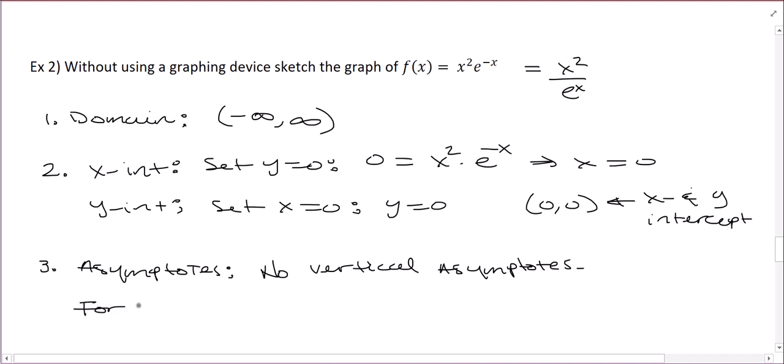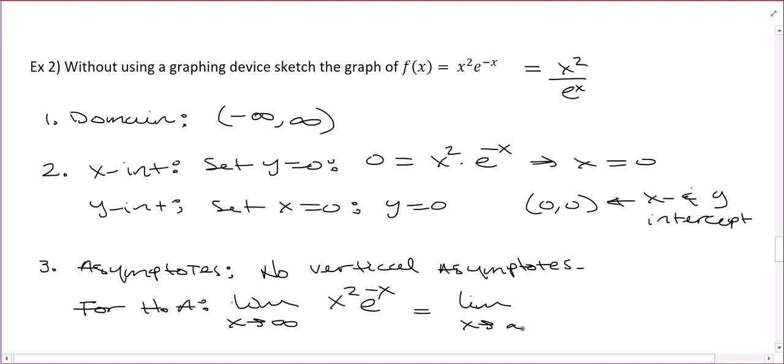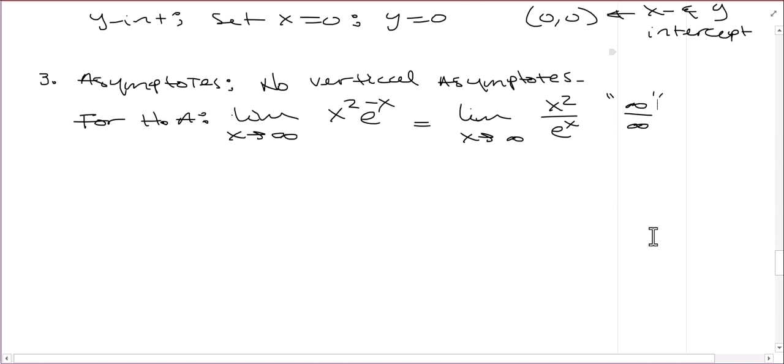For horizontal asymptotes, how do you find them? We take the limit as x goes to infinity and to negative infinity. I'm going to do them separately because we have an e to the negative x here, so they'll likely go to different places. I have x squared e to the negative x, which we can write the way that we did above, so it'll be x squared over e to the x. As x goes to infinity, you have the form infinity over infinity, which means we can use L'Hopital's rule.